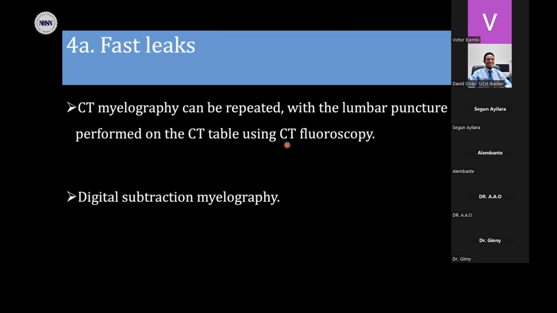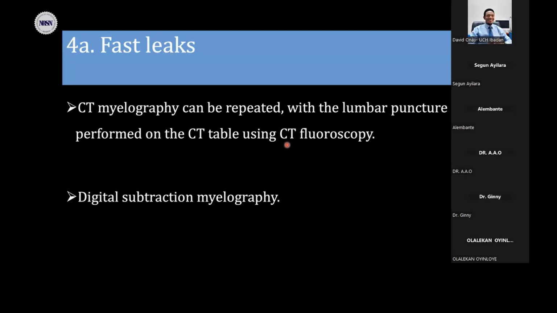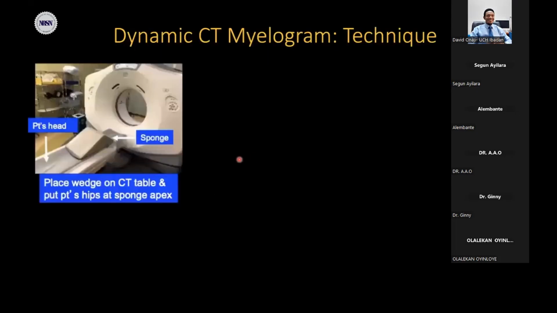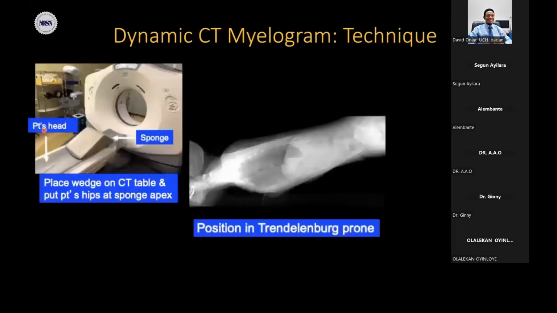Before you move the patients to the CT table, sometimes they will tell you that there's a trauma patient that needs urgent imaging, so your imaging cannot hold on. So with the fast leaks, the myelogram is done right on the CT table. So this is an example of how the procedure can be done.